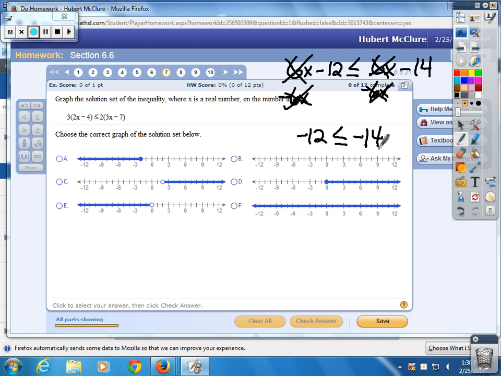True or false? Now be careful here, these are negatives. Ask yourself, what would you rather have in the bank? Negative 12 or negative 14? Negative 12. So negative 12 is greater than or equal to negative 14. So is this a true statement? No, it's not. So if it's not true, it's called a contradiction. And a contradiction has no what? No solution.